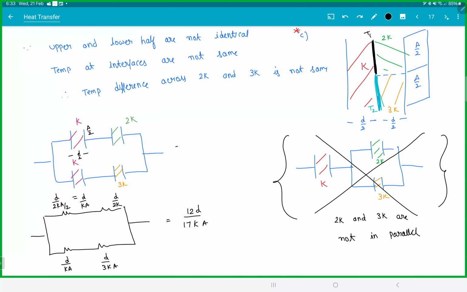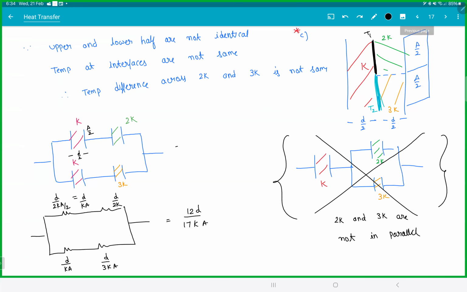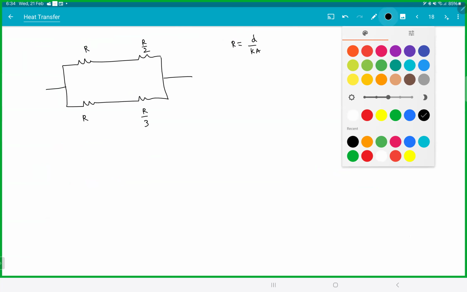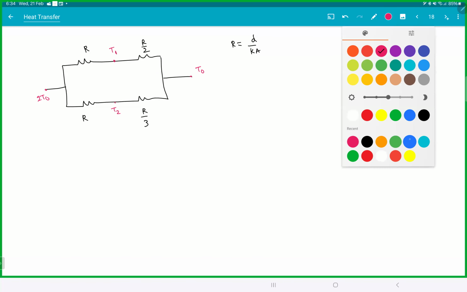This is what I would do. So this thing is there now. Let me replicate this diagram here. Let's write in terms of R, okay? This is R by 2, R and R by 3, where R is d by Ka. So this temperature, let's say 2T naught. This guy is T1, this guy is T2, and this guy is T naught. Now, there is no way out. You literally have to solve for T1, T2 there.